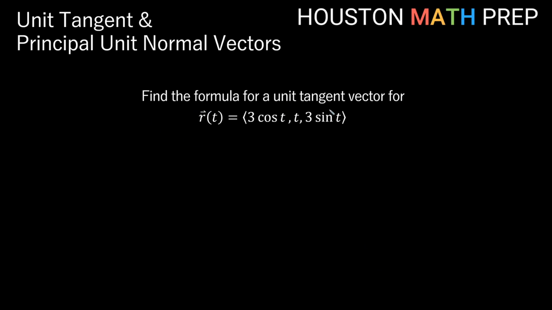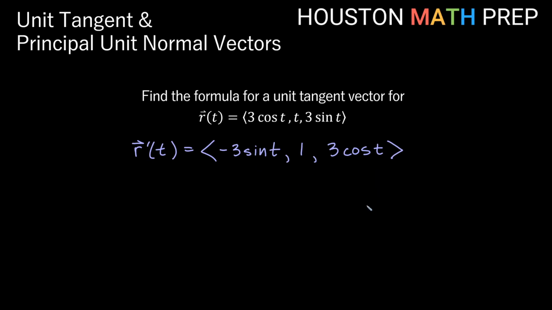We want to find the formula for a unit tangent vector for our vector valued function here, 3 cosine of t, comma t, comma 3 sine of t. So if we're finding a unit tangent vector, the first thing we'll want to do is find the tangent vector formula in general, r prime of t. We'll find the derivative. We just take the derivative of each component individually. The derivative of 3 cosine t would be negative 3 sine of t. The derivative of t would just be 1, and the derivative of 3 sine of t would be 3 cosine t.